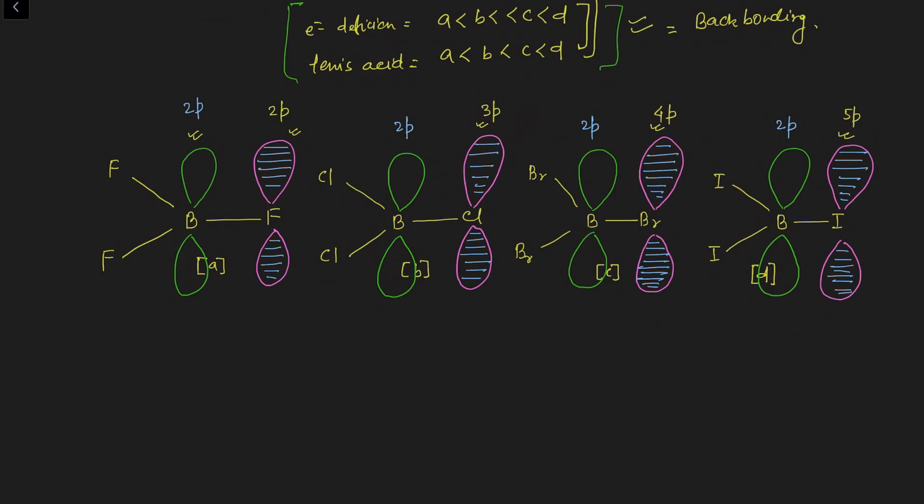Now let's suppose that all are forming back bonding. So this 2p orbital of fluorine will give its electron pair to this. So here the back bonding will be 2p pi, 2p pi.